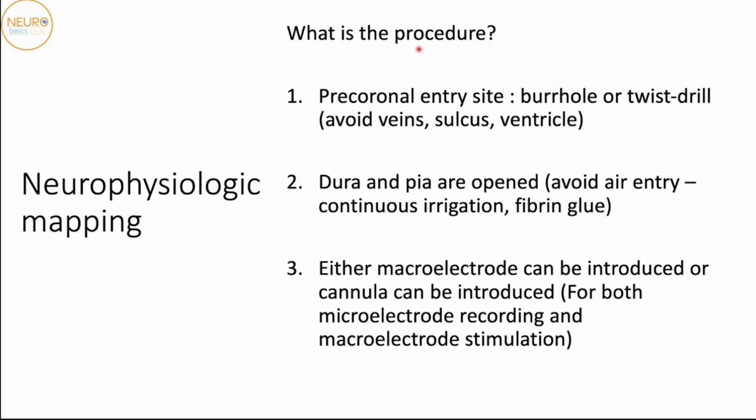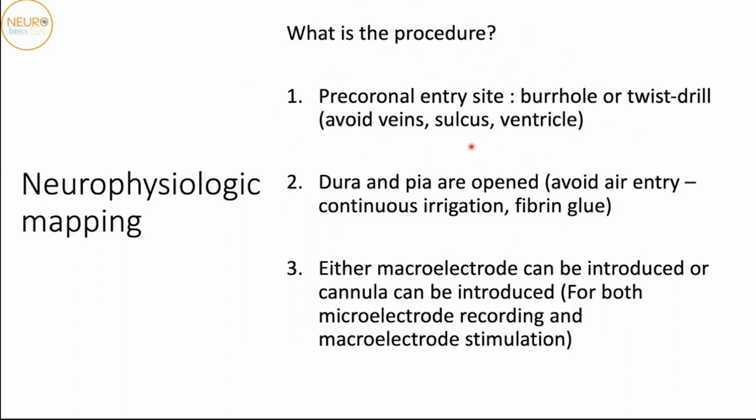And so how do we go about doing the procedure? Usually a burr hole or twist drill hole is made at a pre-coronal entry point as decided by the stereotactic system. The important thing is to use the imaging to avoid veins, the sulcus, and the ventricles. It's how you would do a navigation-guided biopsy, for example. So the same concepts apply here.